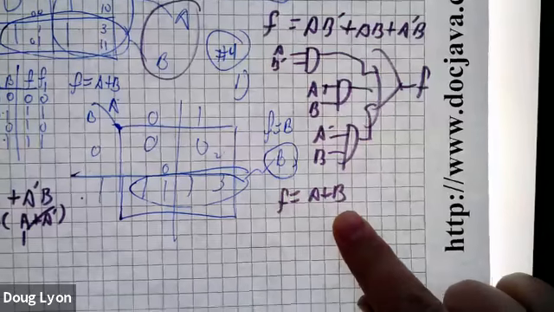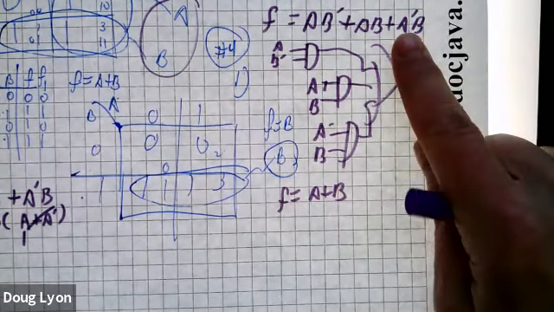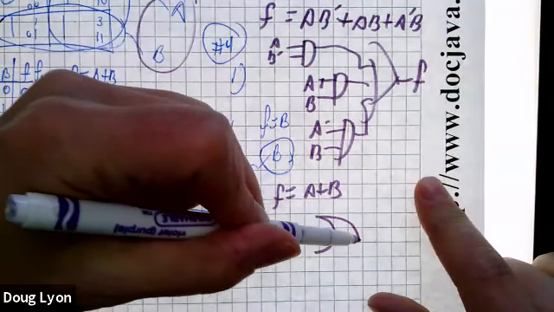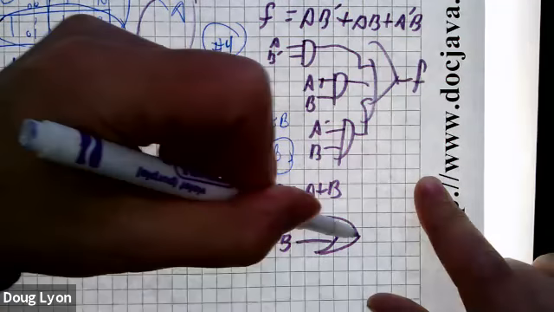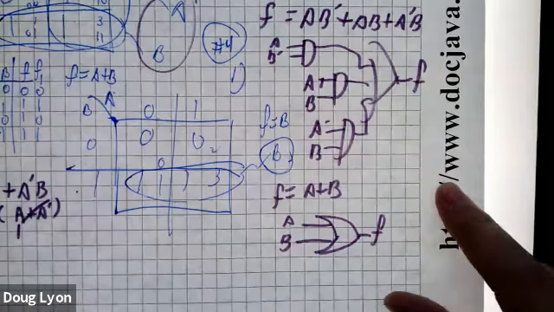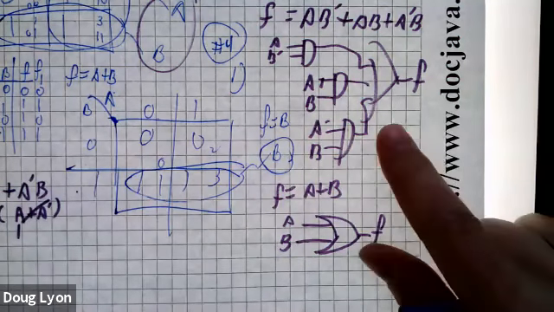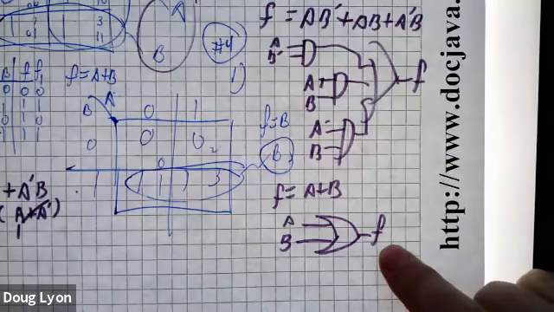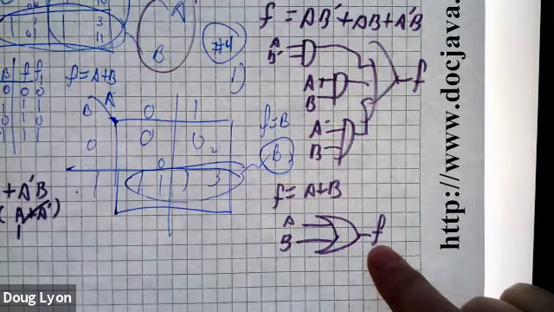F equals A or B. First of all, you can see the equation is smaller, but even more importantly, look at the difference in the size of the circuit. It's one OR gate. It's faster because you have 2 gate delays here. It's cheaper because you have 4 gates and here you have 1. It gives you the same exact answer because it's a minimal form.